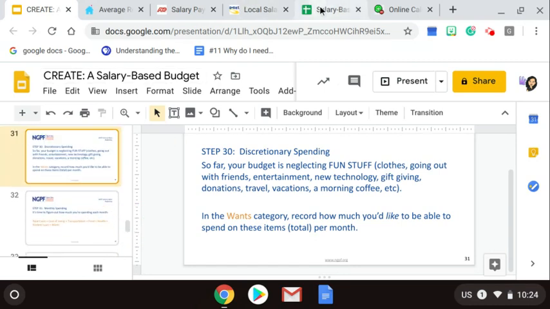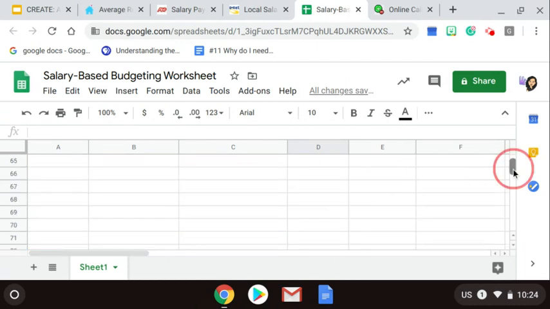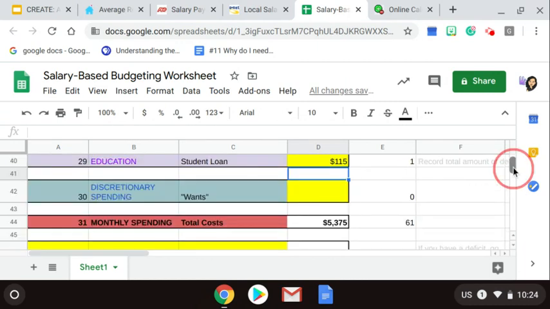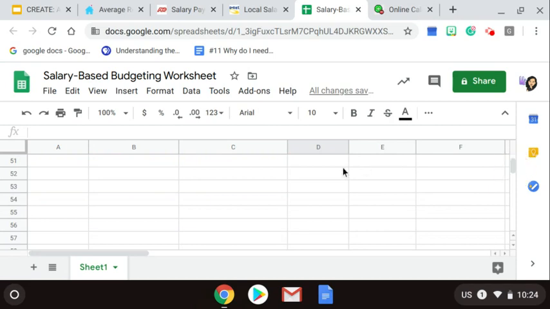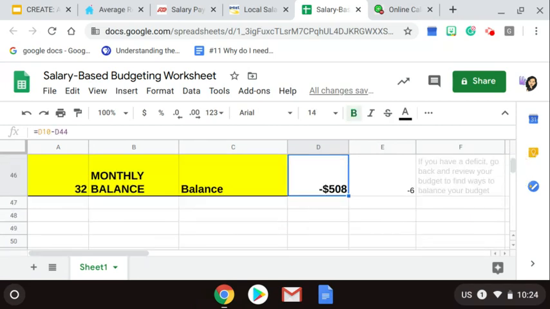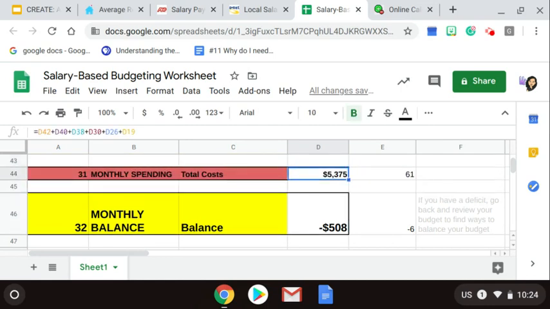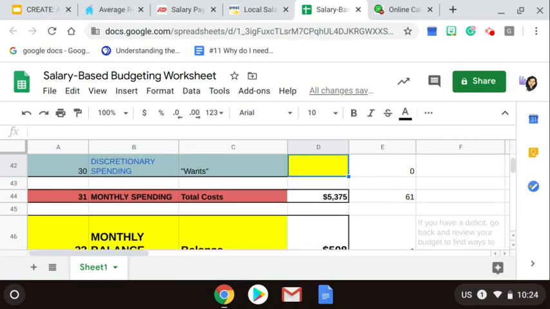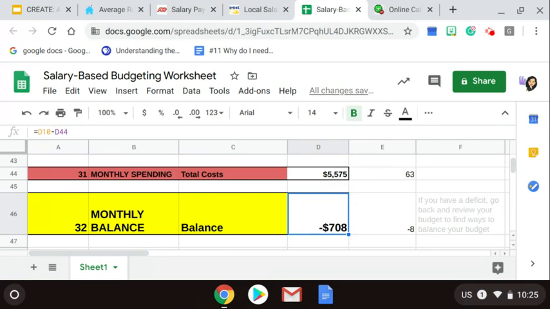Okay, so the good thing about this chart is that it tells you how much you have left. So far you have spent $5,375, and I've been very selective. Let's say you spend $50 a weekend, say $200 a month. Or if you like expensive video games, you have to put that in there. So you have $708 left, because $100,000 is a pretty good salary to have.